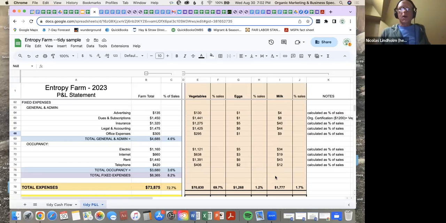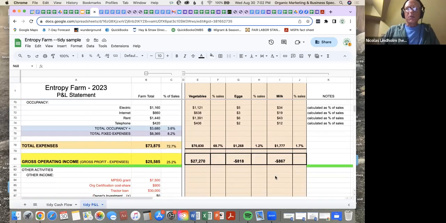be allocated across your different enterprises when nothing is exact, but you still want to get close and get down to some real meaningful numbers. And that's where we are now. Still above the green line. I'm not going to go below the green line with the enterprises, because right here, it shows us that, wow, the veggies actually were pretty profitable.